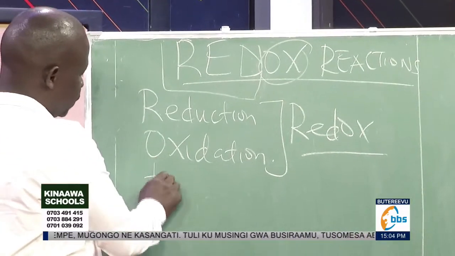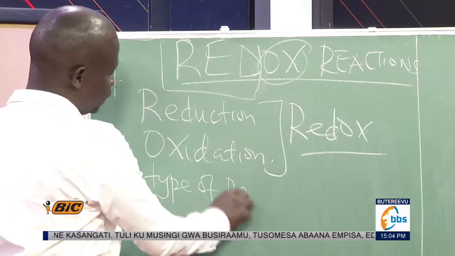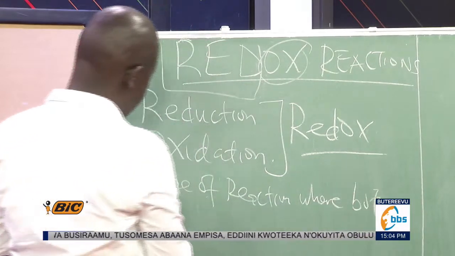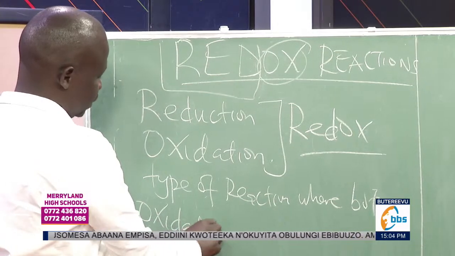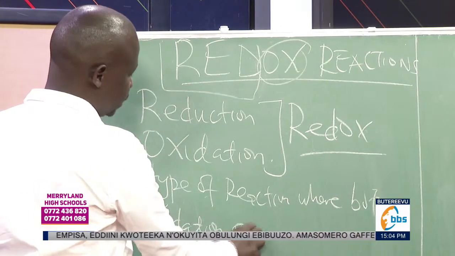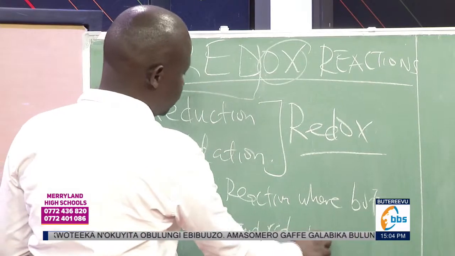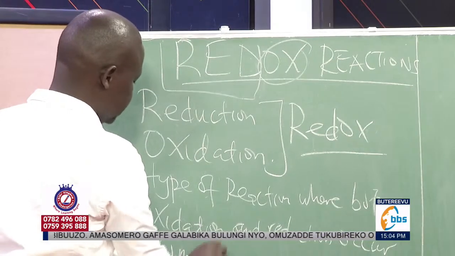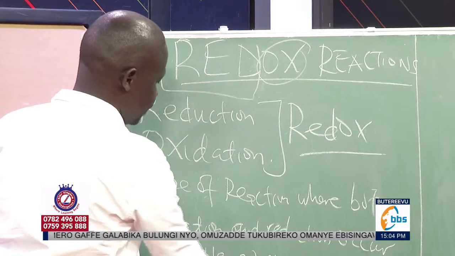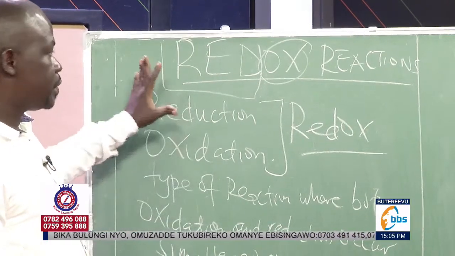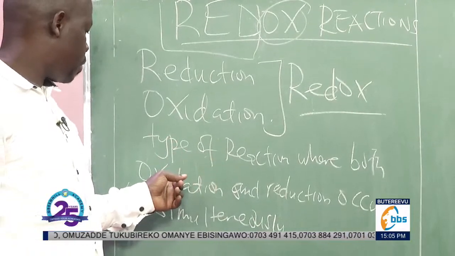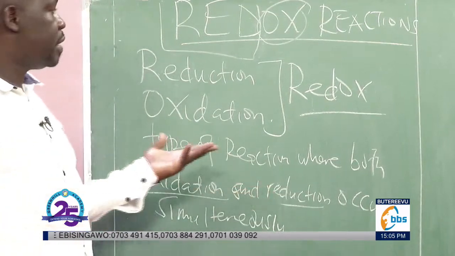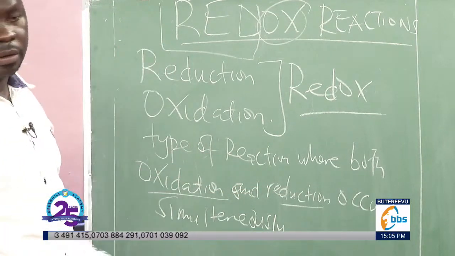Redox reaction is a type of reaction where both oxidation and reduction occur simultaneously. In other words, they occur at the same time. So redox reaction, a type of reaction whereby both oxidation and reduction occur simultaneously, as we are going to be seeing. That's why they're called redox reactions.